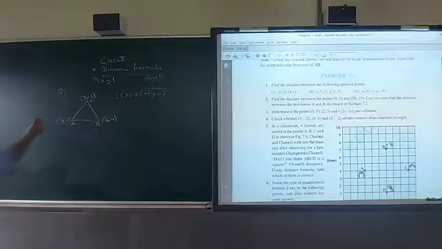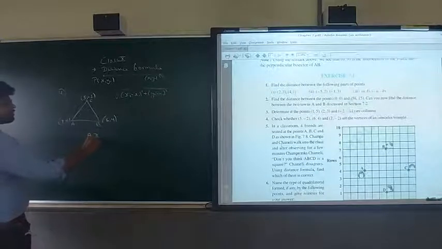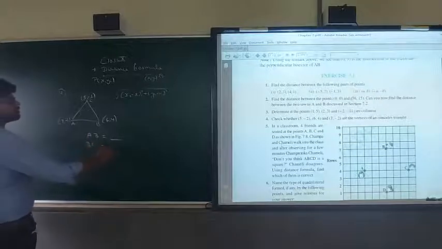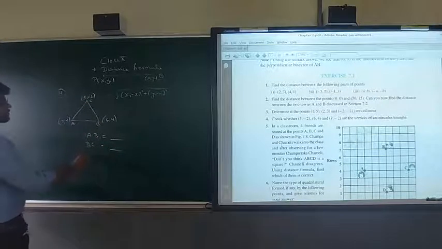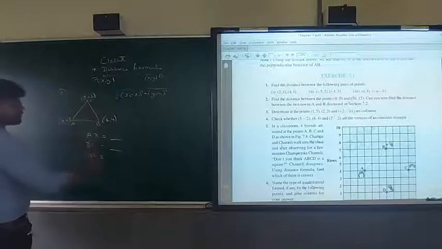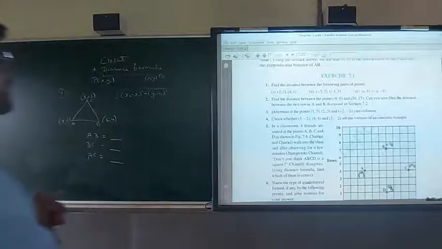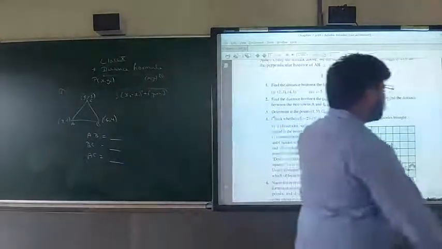Now find AB first, by the distance formula, then find BC by this, and last find AC. If any two sides come out equal, then the triangle will be an isosceles triangle. Otherwise, it will not be an isosceles triangle. If all the sides are different, it will be a scalene triangle. If two sides come equal, it means an isosceles triangle. And if all the sides come equal, then it will be an equilateral triangle. So the fourth question will be your homework question.